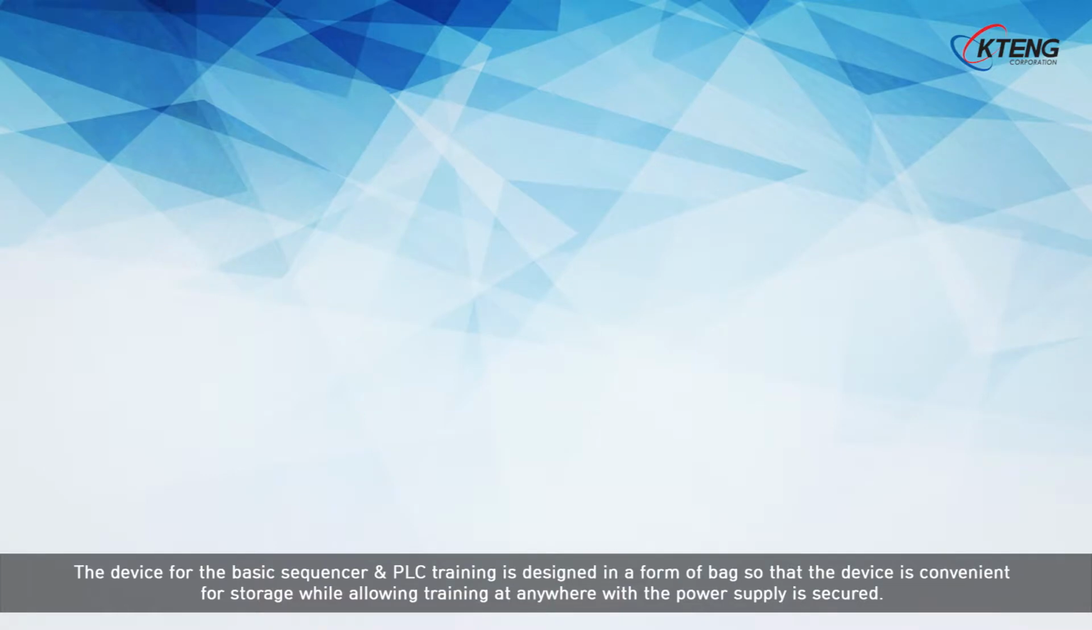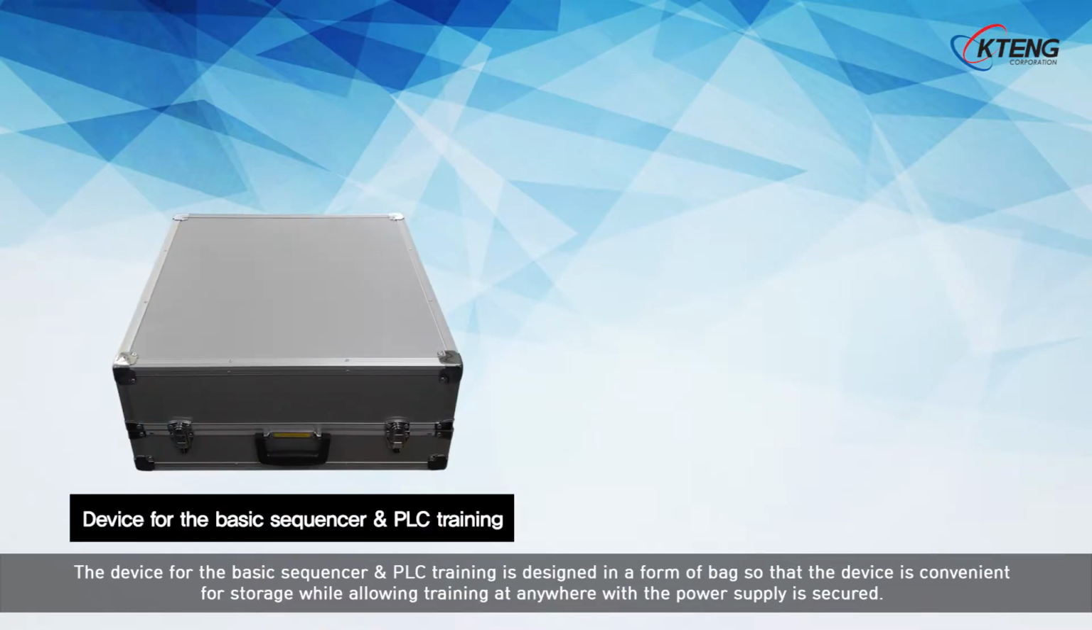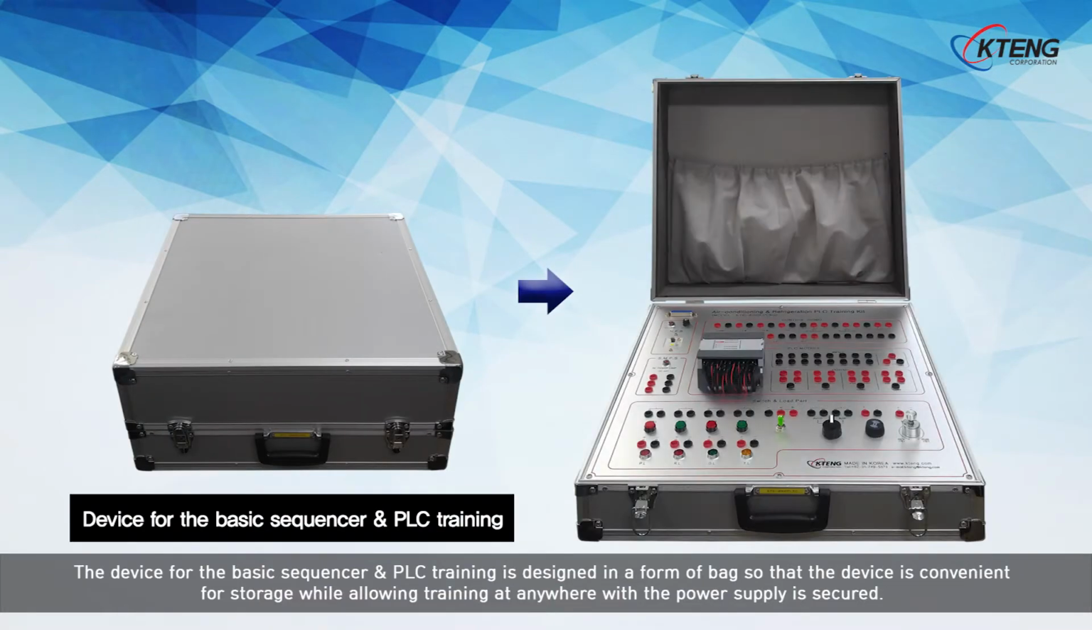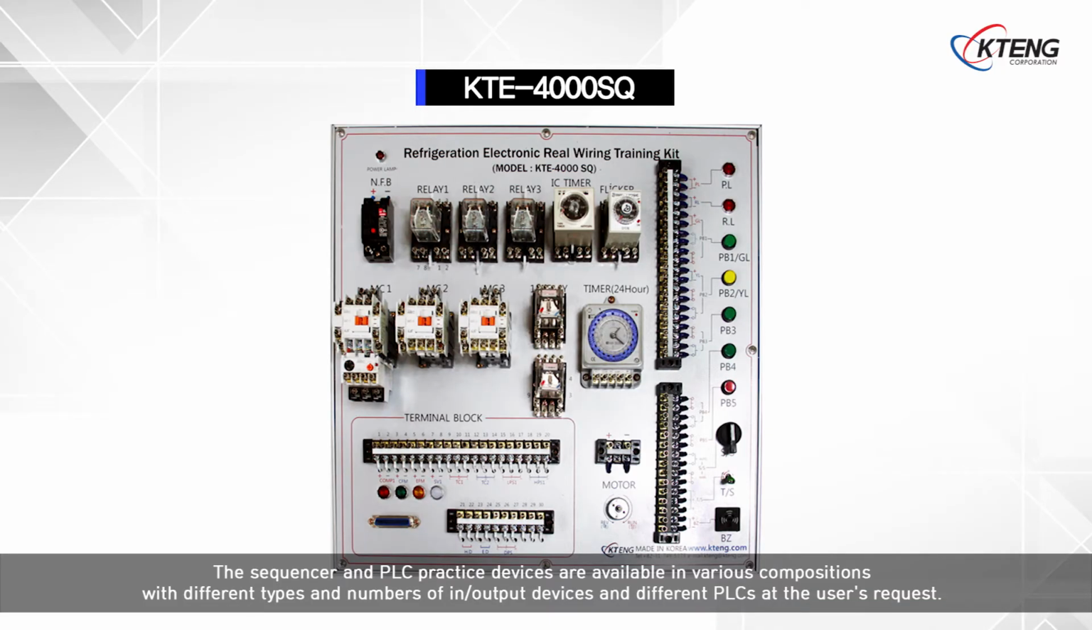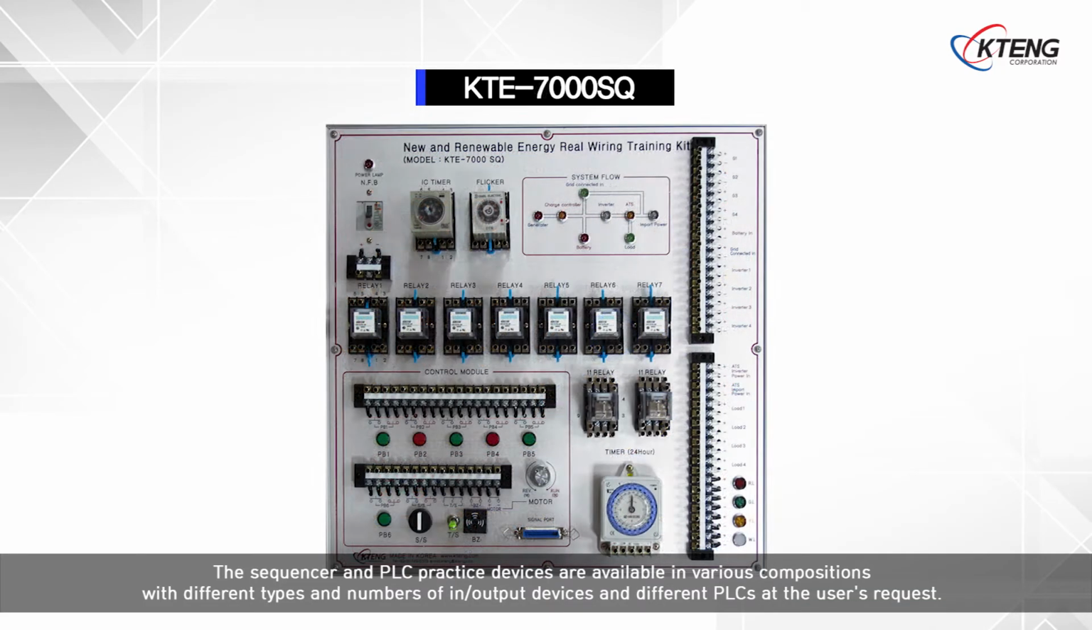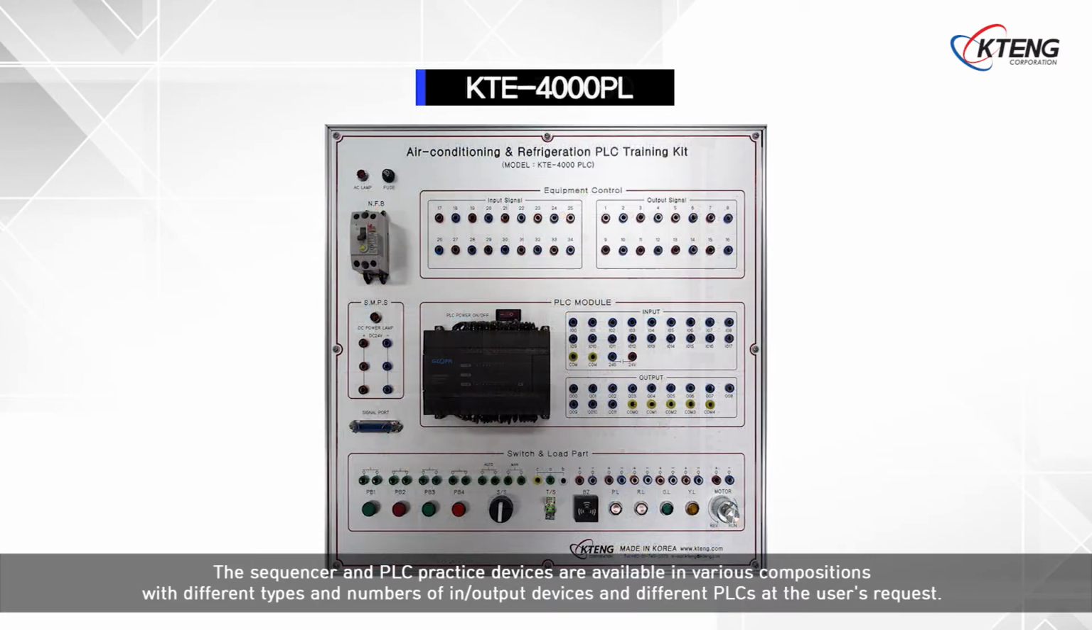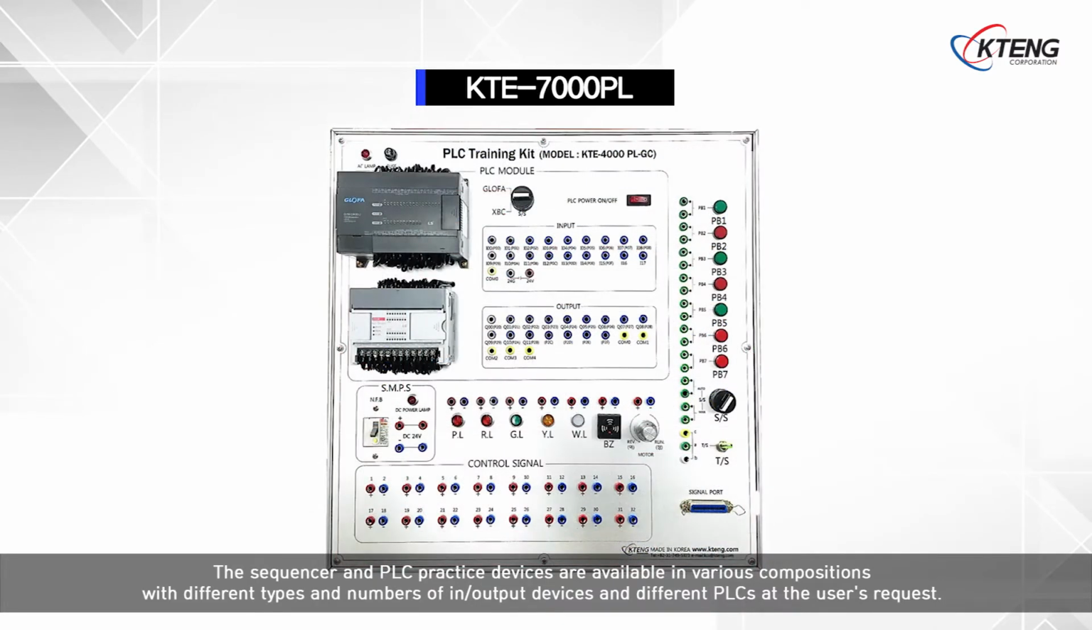The device for the basic sequencer and PLC training is designed in the form of a bag so that the device is convenient for storage while allowing training anywhere where power supply is secured. With the posts available to purchase as an option, the device can be used in a table form. The sequencer and PLC practice devices are available in various compositions with different types and numbers of input-output devices and different PLCs at the user's request.